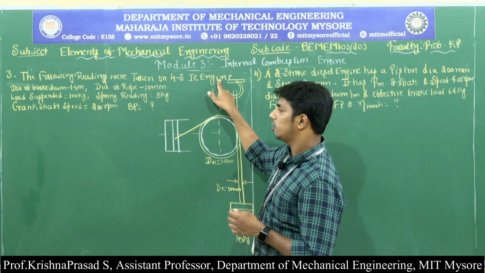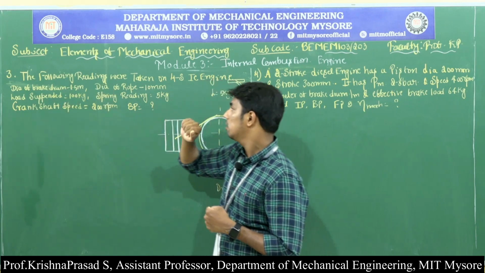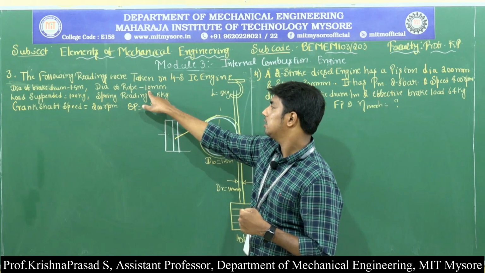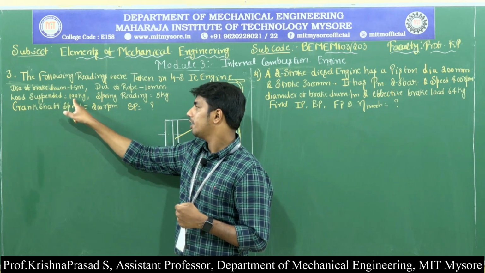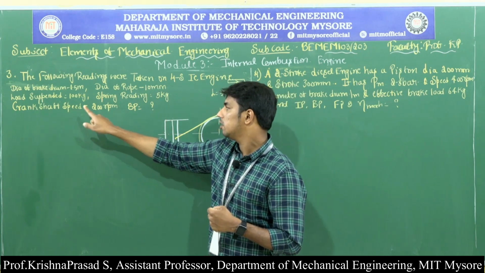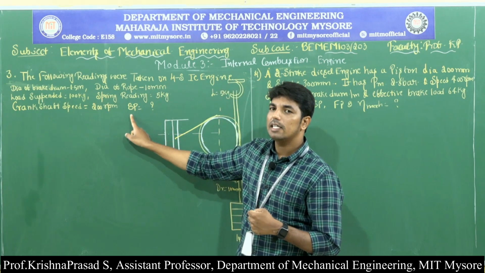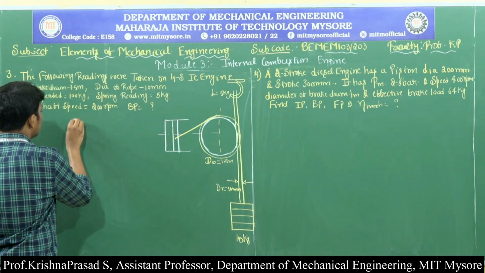The following readings were taken on a 4-stroke internal combustion engine having the diameter of the brake drum, it is 1.5 meter, and the diameter of the rope, it is 10 millimeter. Load suspended on the brake drum, it is 100 kg, and the spring balancer reading is 5 kg, and the crankshaft speed, it is 200 rpm. Calculate the brake power.